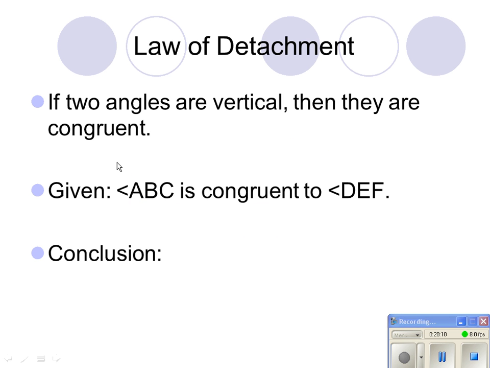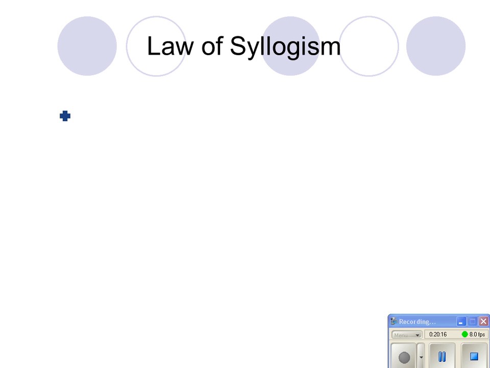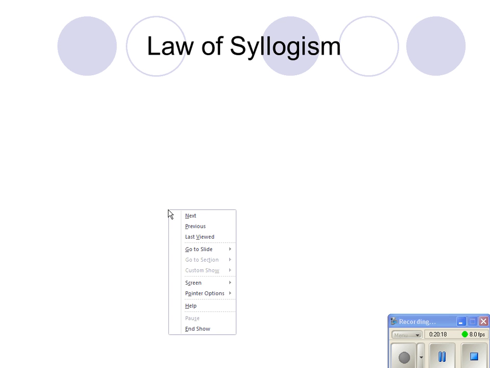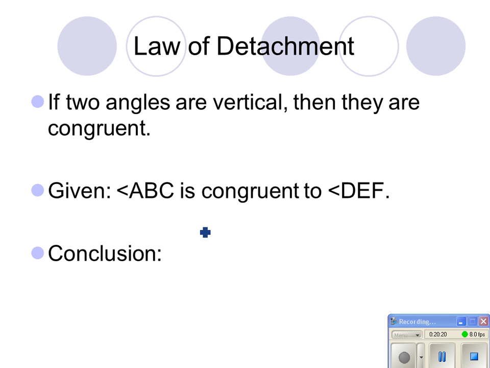Two angles are vertical, then they're congruent. So we have this. Well, if we know that two angles are vertical, using the law of detachment, we also know that they can be congruent. So you got to be careful here. Angle ABC is congruent to angle DEF. So now we know that these two angles are congruent.